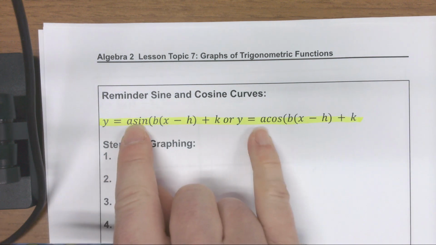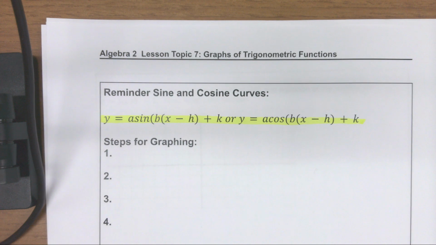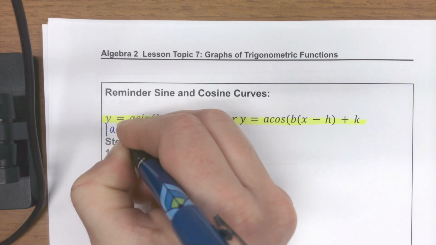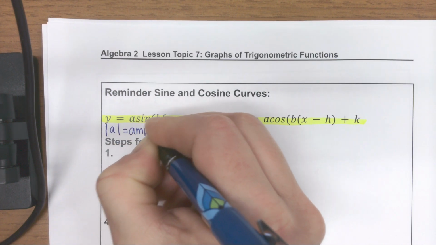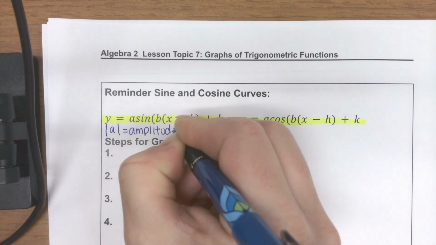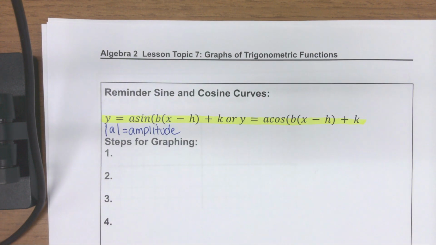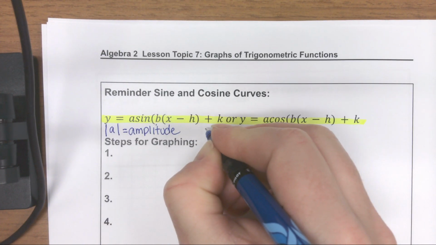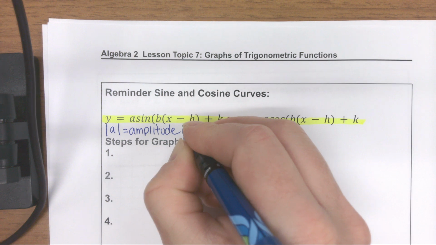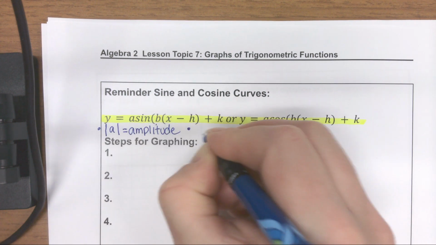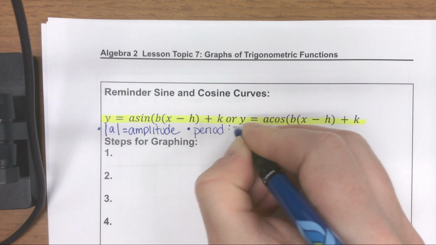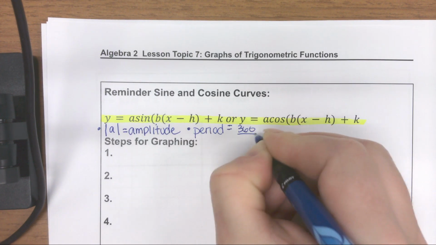So we said this number in front affects the amplitude. So just a reminder that the absolute value of A is equal to the amplitude. And then a reminder that the period is equal to 360 over the absolute value of B.